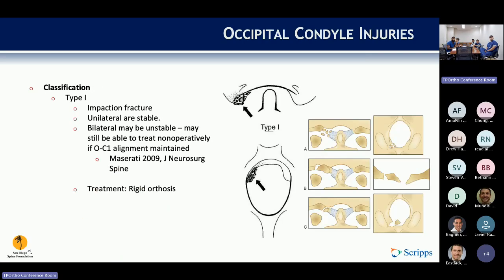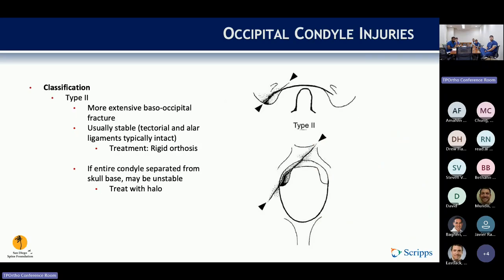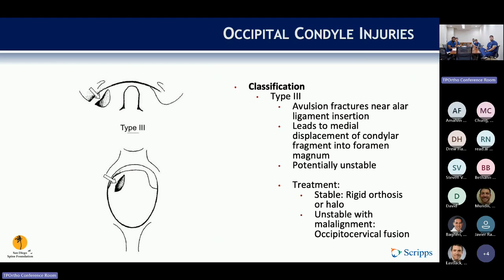Type 1 is an impaction comminuted type, which is typically stable. Type 2 extends into the basilar skull, which is also stable. And type 3 is usually a little higher energy, and it's an avulsion of the alar ligament. And this in turn prevents apposition of bone and confers some instability. So we may have to treat these patients with either a halo or a fusion.